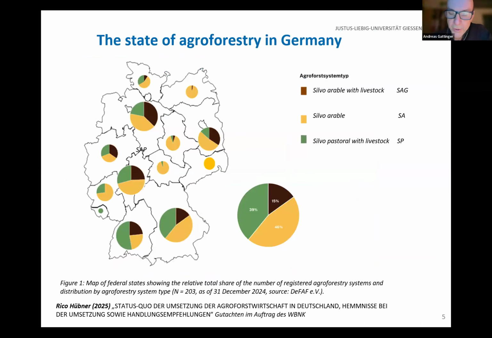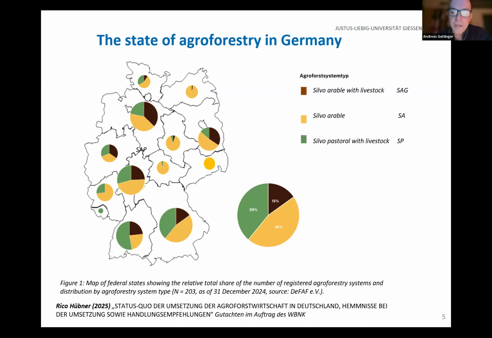We do have also quite a good organization for promoting agroforestry. It's the German Association for Agroforestry called DEFAF, and they are conducting regular monitorings of the distribution of agroforestry across all three major categories: silvo arable with livestock, just silvo arable, and silvo pastoral with livestock. And you see on the right circle down how it is composed. It's dominated by silvo arable, as Germany is more an arable agricultural country, with 80% of the total agricultural land arable, and only 20% permanent grassland.